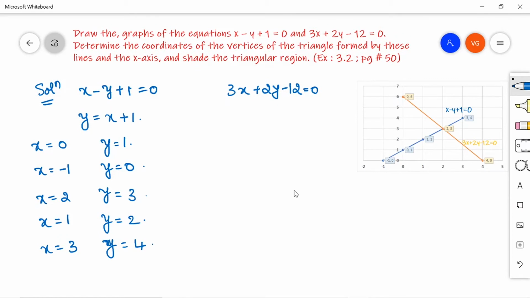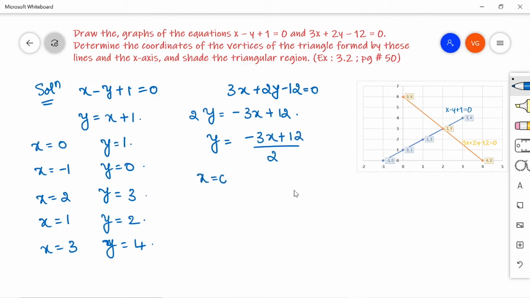Now let us consider the second equation, 3x plus 2y minus 12 is equal to 0. From here I can write 2y is equal to minus 3x plus 12. That is, y I can write as minus 3x plus 12 divided by 2. Again, take different values of x and get the value of y.